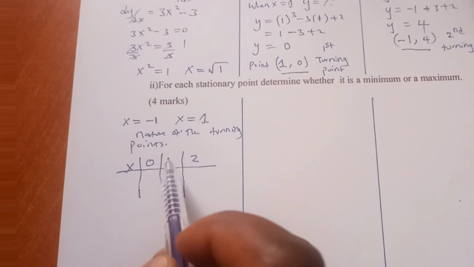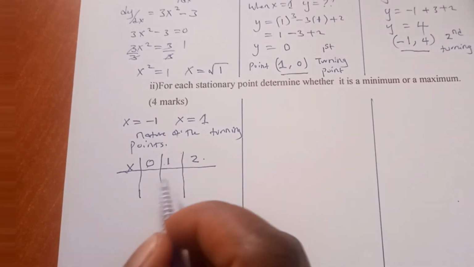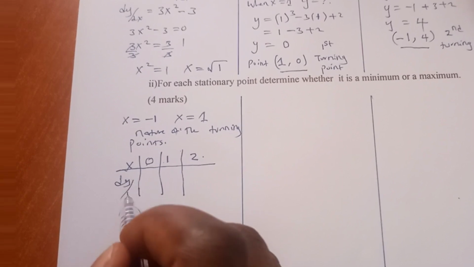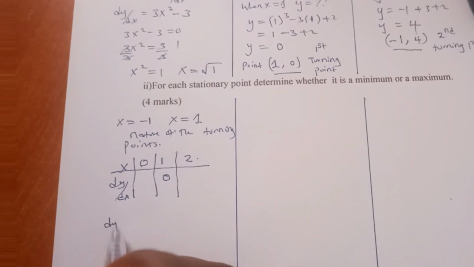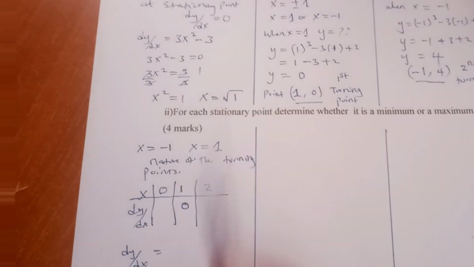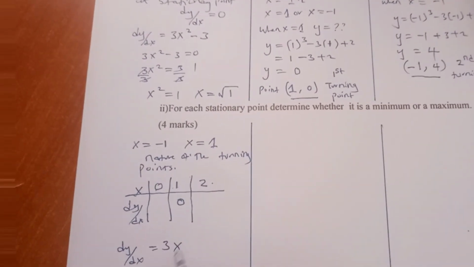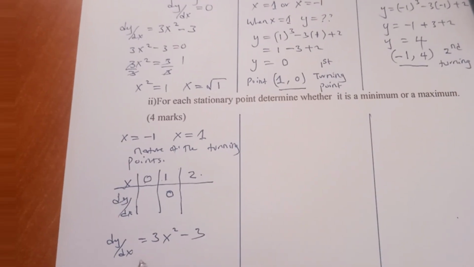If we go to the right hand side, we have 2. To the left hand side of 1, we have 0. So we are going to conduct the test on the gradient. Automatically we know the gradient for x is 1 is 0. So we test for x is equals to 0, using the equation of the gradient, 3x squared minus 3.